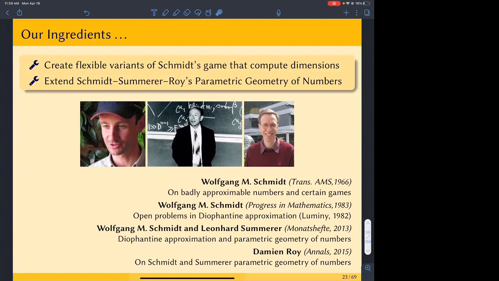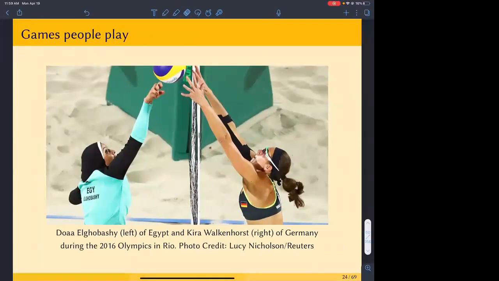And the next piece was we extended what's called the parametric geometry of numbers, which was first hinted at in that paper I showed you from Lumini in 1982. So this is a lovely paper to look at. All right, so let me tell you a bit about the game, and then I'll tell you a bit about the parametric geometry of numbers.